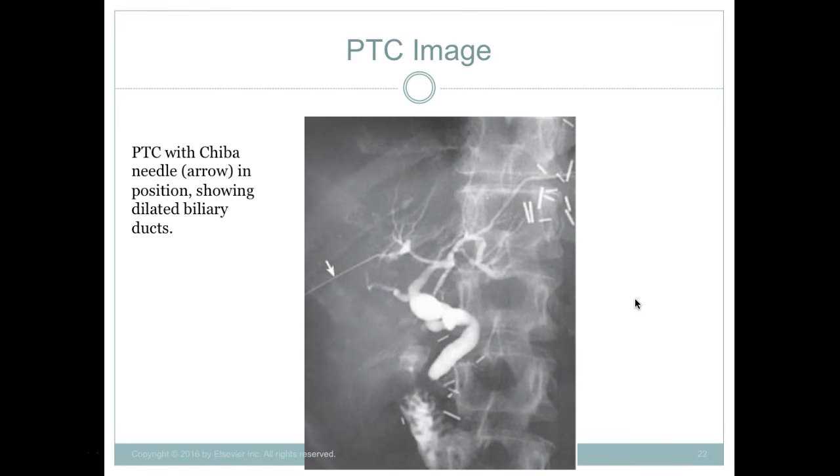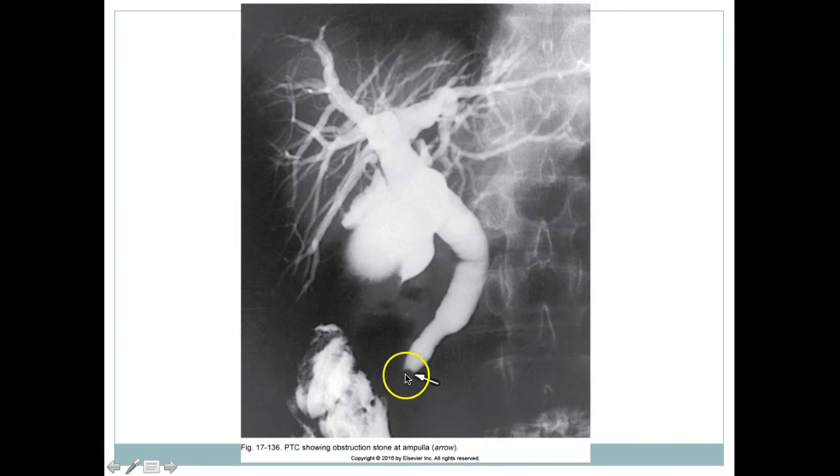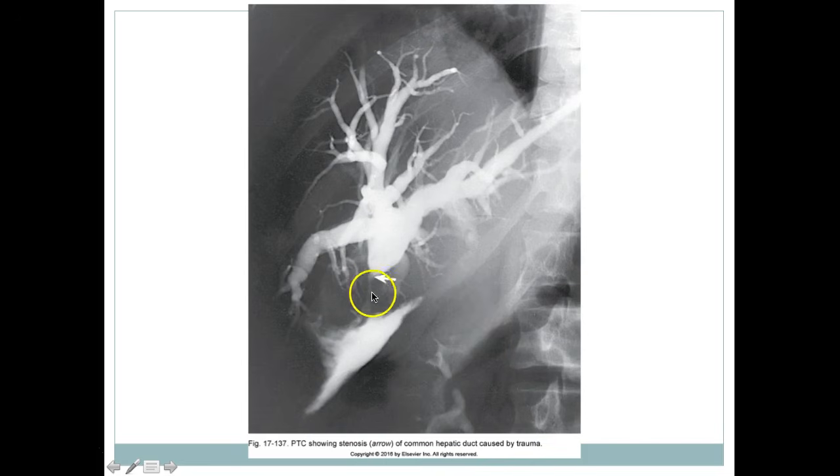So here is a picture with the chiba needle right here with the arrow. This patient's had surgery, as you can see all the surgical clips, so you can see the ductal system there. And you can see there's a stone right there blocking everything, so you can see it's very dilated. And here also, this is from trauma right here.